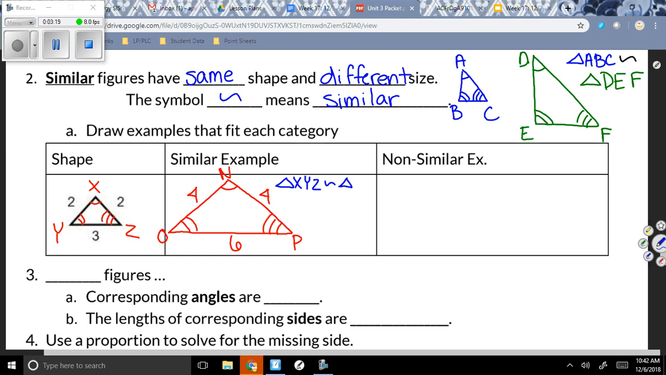Now, triangle XYZ is similar to triangle NOP. And we can write that statement. Now, when we look at this, we can see that side XY is similar to side NO. And we can now also know that XZ is similar to NP. And finally, side YZ is similar to side OP. And we put that little similar symbol between there.